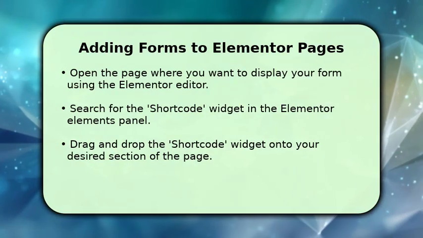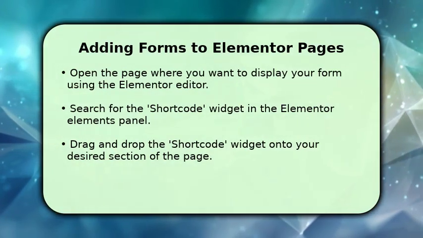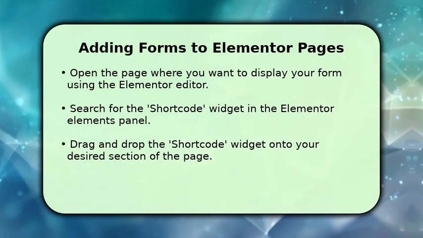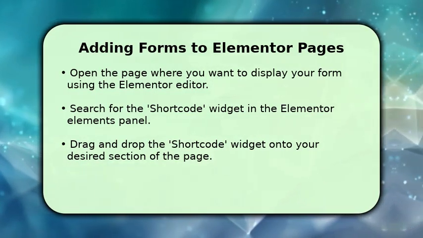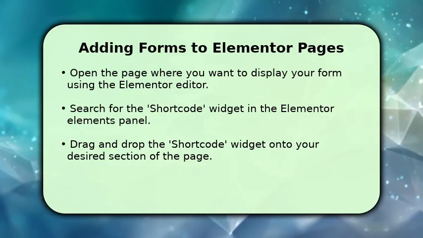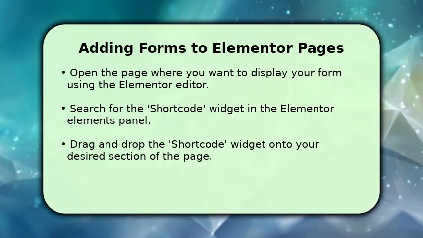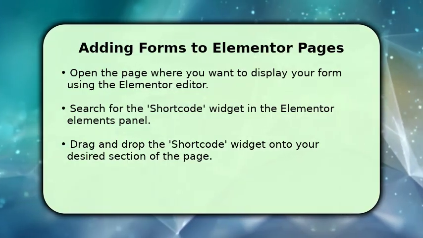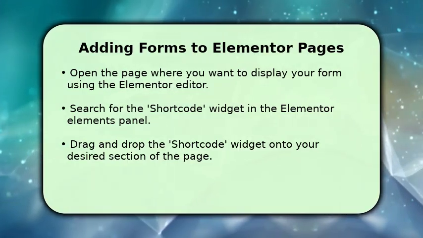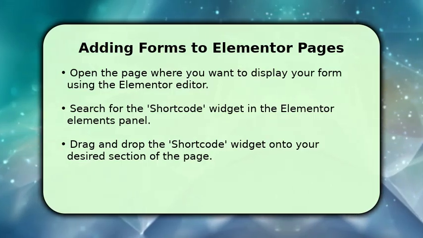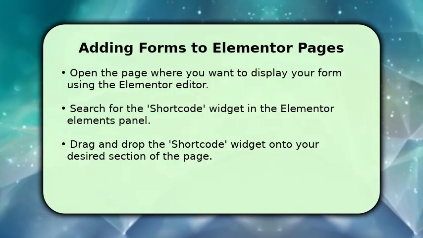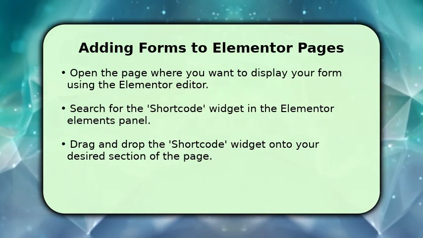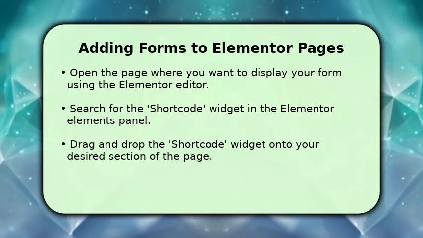With your form created, it's time to add it to an Elementor page. Open the page you wish to edit with Elementor. In the Elementor editor's left panel, search for the shortcode widget. Drag and drop this widget into any section on your page where you want the form to appear. Then, simply paste the unique Contact Form 7 shortcode you obtained earlier into the shortcode widget's content area. Your form will instantly render on the page, ready for visitors.